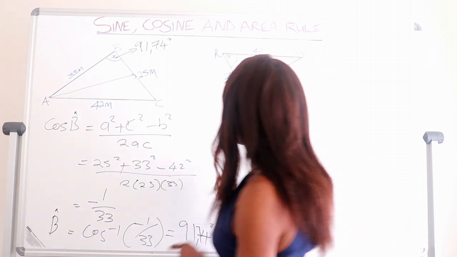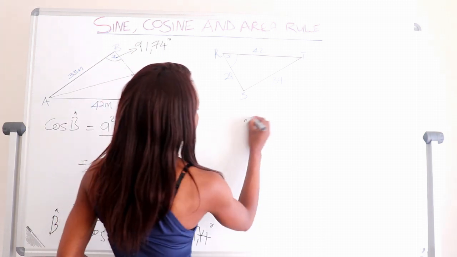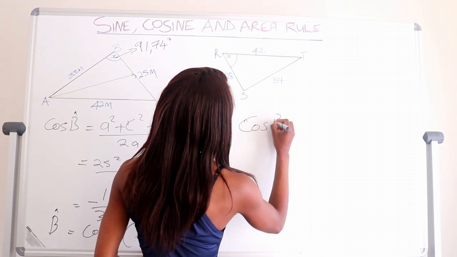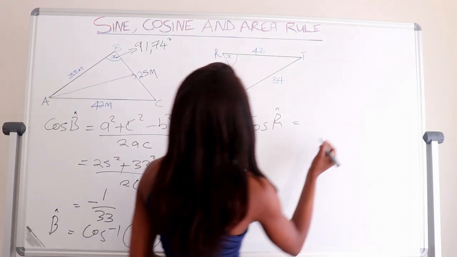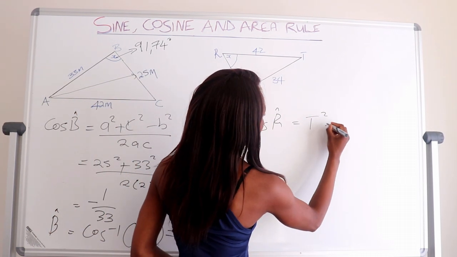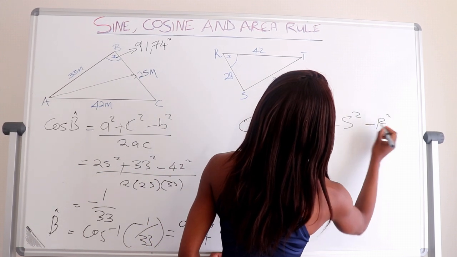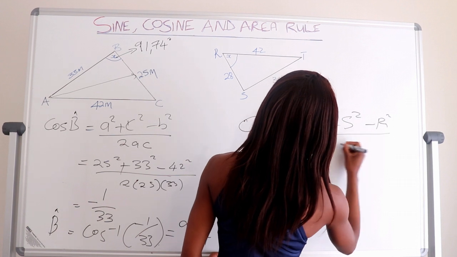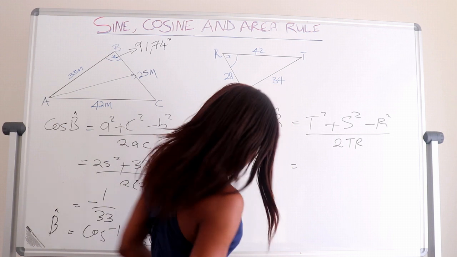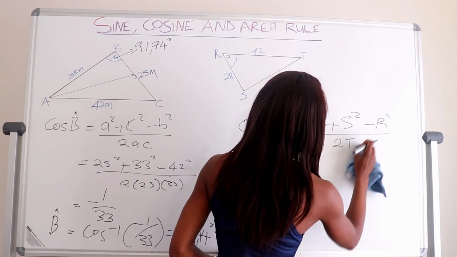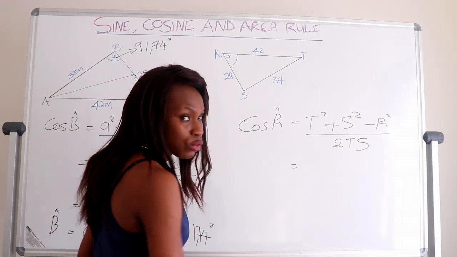Then let's see how the equation will look like for this example. We are trying to find the cos of R, which is the angle R, right? Then our equation will look like t squared plus the other side s squared minus r squared, the small r squared. Then this will be divided by 2TS, I mean to say. Remember, we divide with the two sides which are not opposite to the angle that we are trying to find.